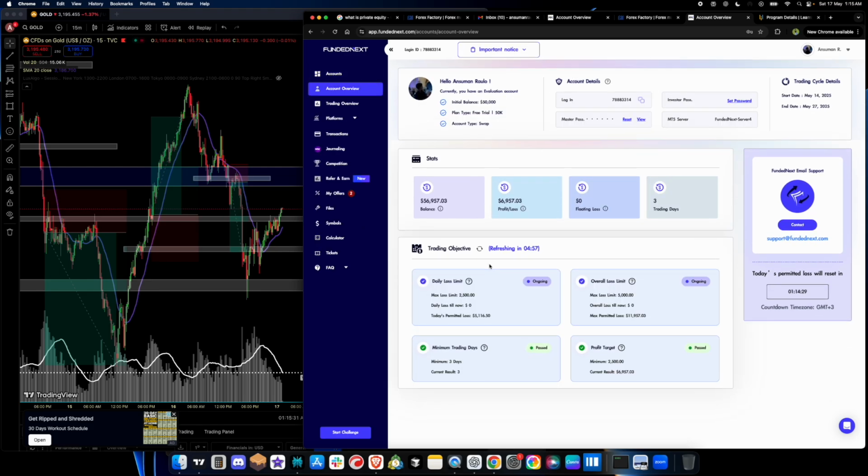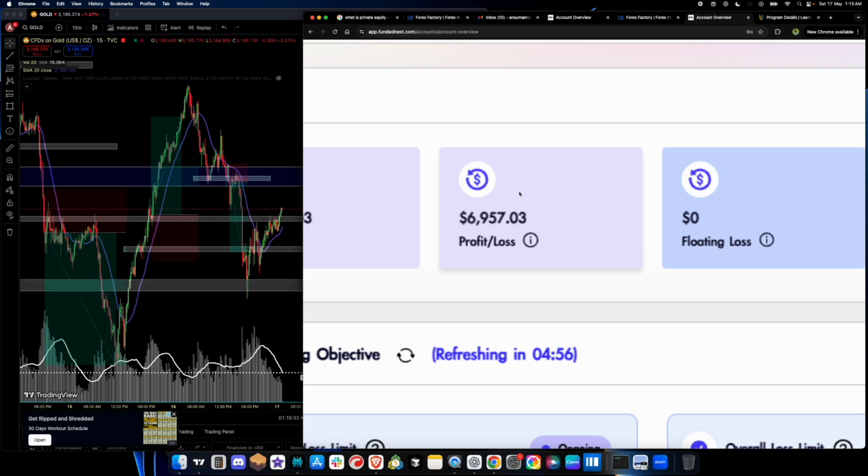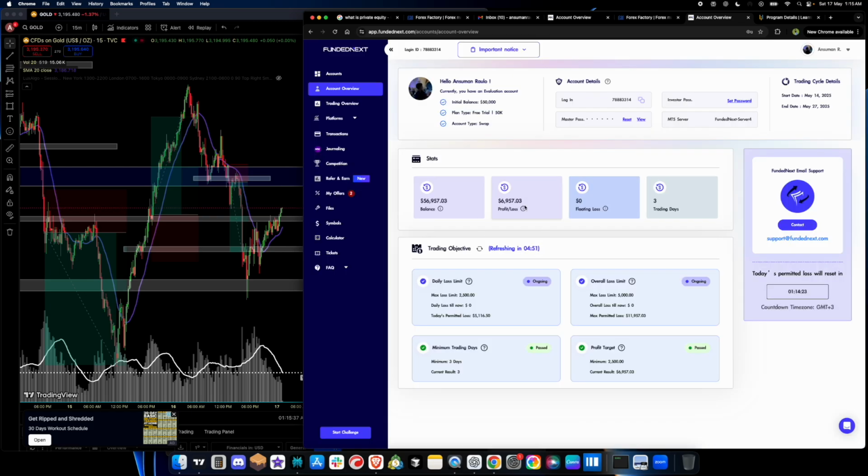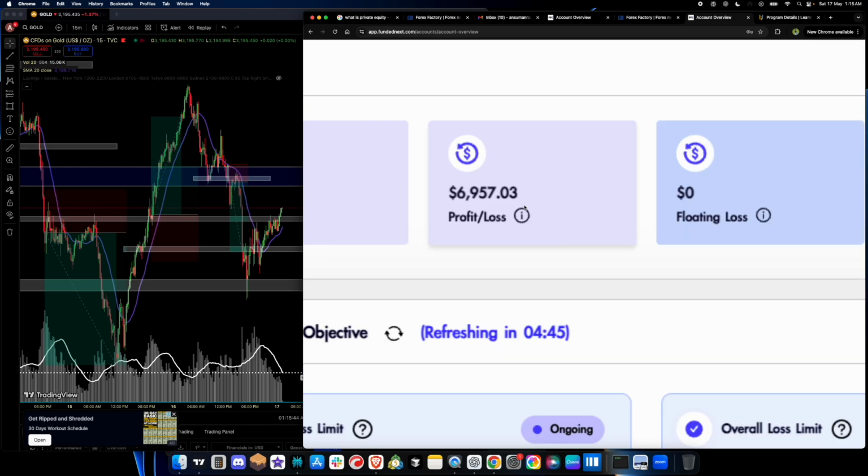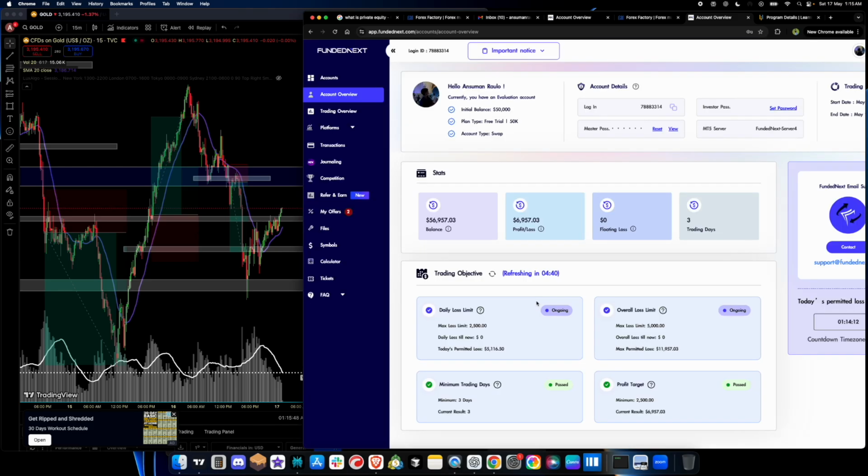And the total we have made so far in three trading days, I guess, is $7,000 in this $50,000 account, which had an initial balance of $50,000. We made close to $7,000 in just 3 days.